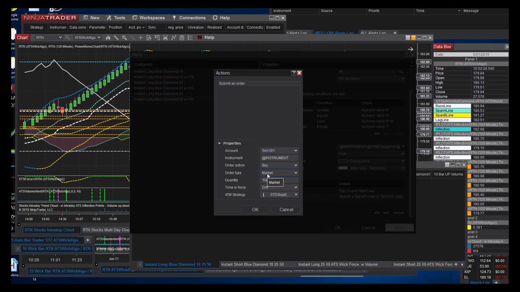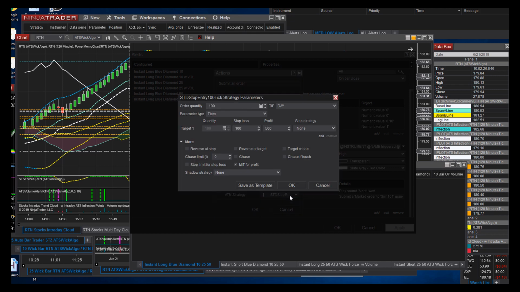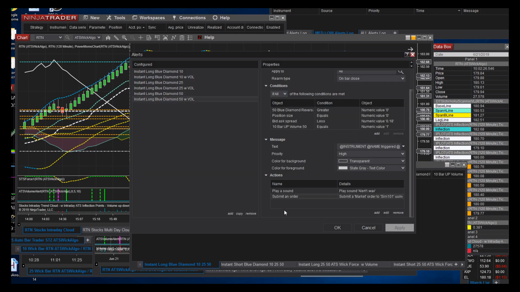to buy at market set for 100 shares, and it has a stop attached to it, and the stop is part of an ATM strategy that we have preloaded in the system for you, and it just has a stop loss and a profit target. It throws out with the order, and then you can adjust it. It's not trailing or anything, but it gives you a stop. We don't want to take any trades without some kind of stop.